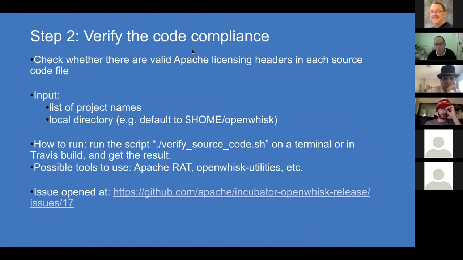And second, after we have the source code, we need to verify each source file is compliant by containing Apache license headers. I think we have this step done somewhere already by OpenWhisk utilities, and we also found some interesting tools like Apache Rat, which does an equivalent job. So we can do it either way.